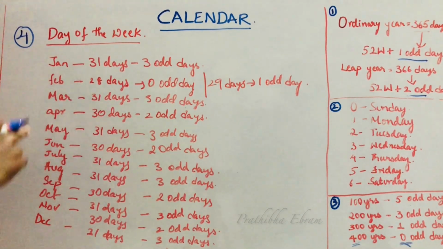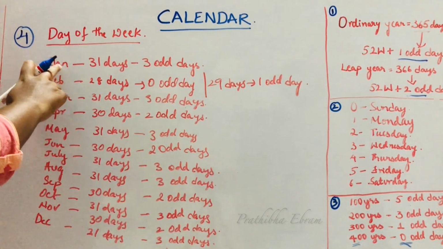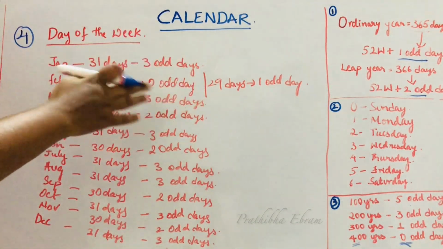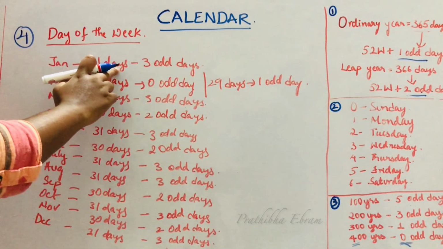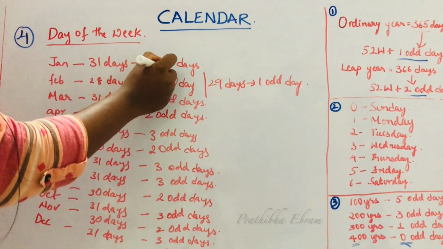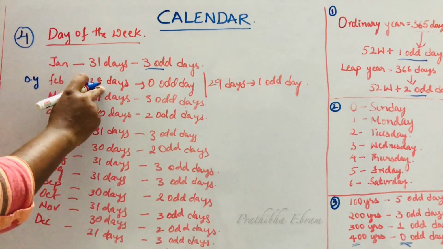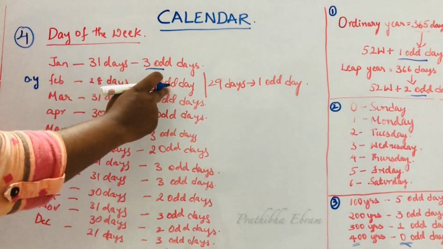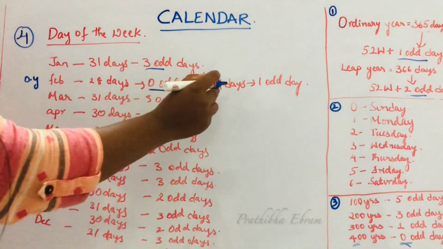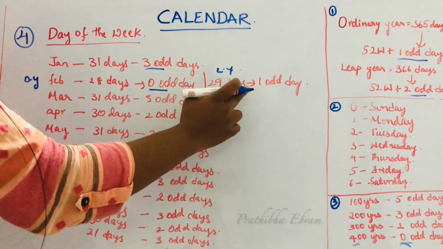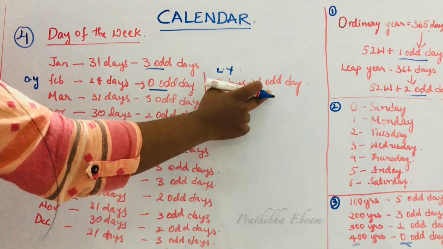In a year we have 12 months. In January we have 31 days. Now if we want to find the number of odd days in it, then we have to divide the days by 7. Then we get 3 odd days. Next, February. If it is an ordinary year, we have 28 days. If it is 28 days, then we have 0 odd days. If it is a leap year, then we have 29 days. And if it is 29 days, then we have 1 odd day.